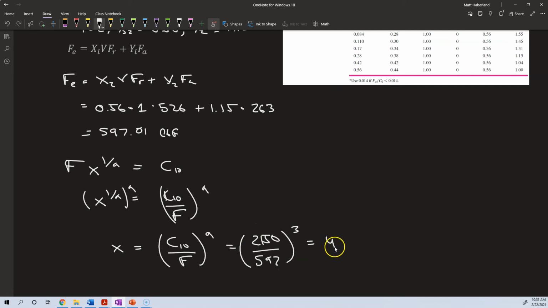And we get a relative life of 46.7. So our life is equal to X times our L10 life, 10 million. We've got 46.7 million revolutions under this combined axial and radial load.